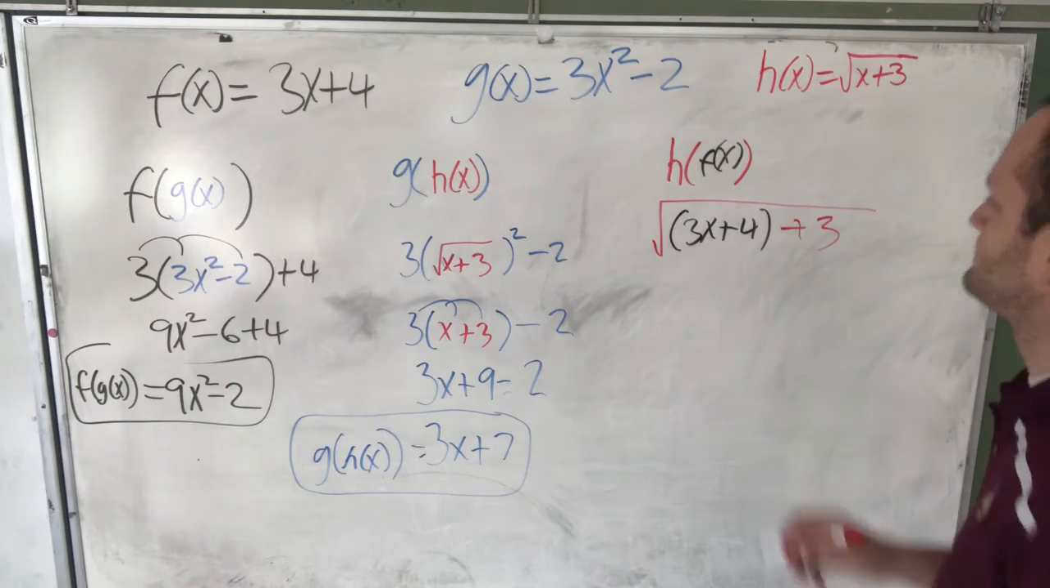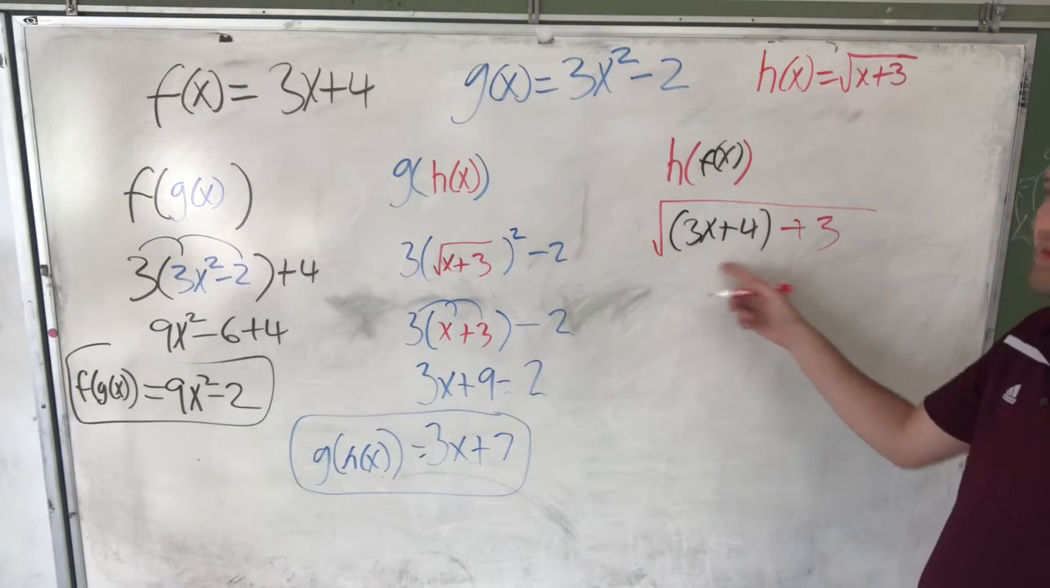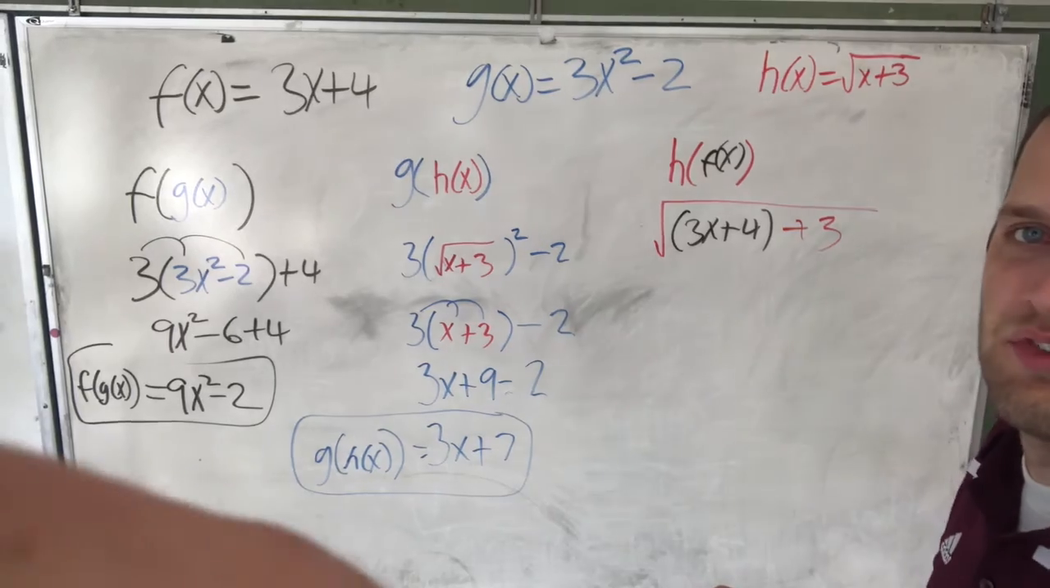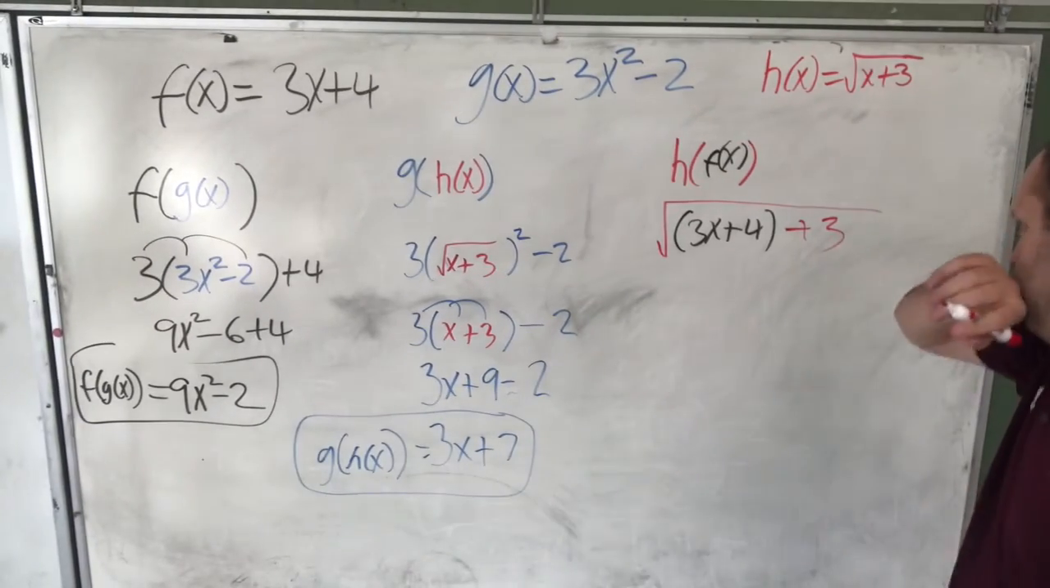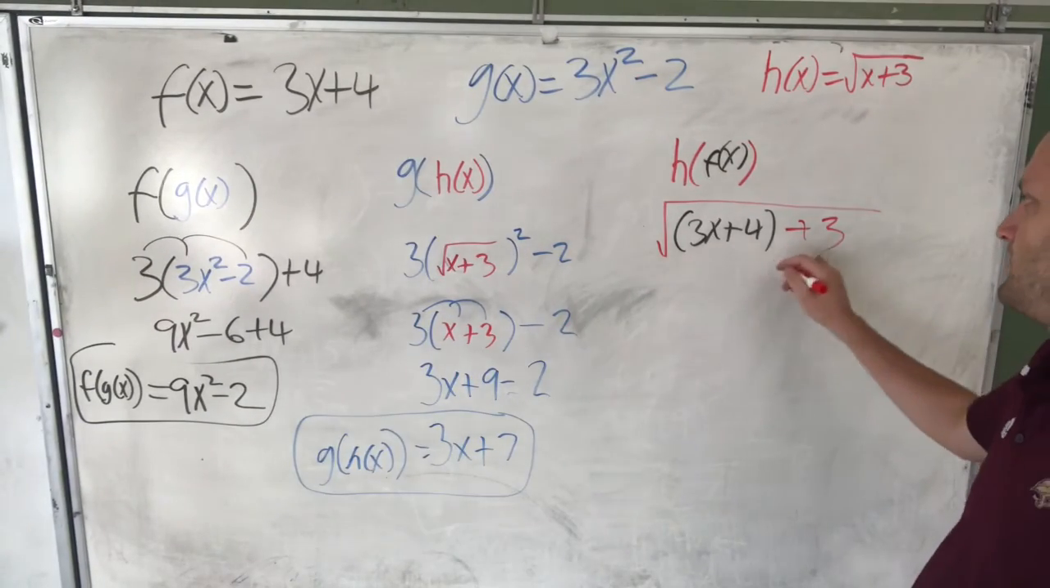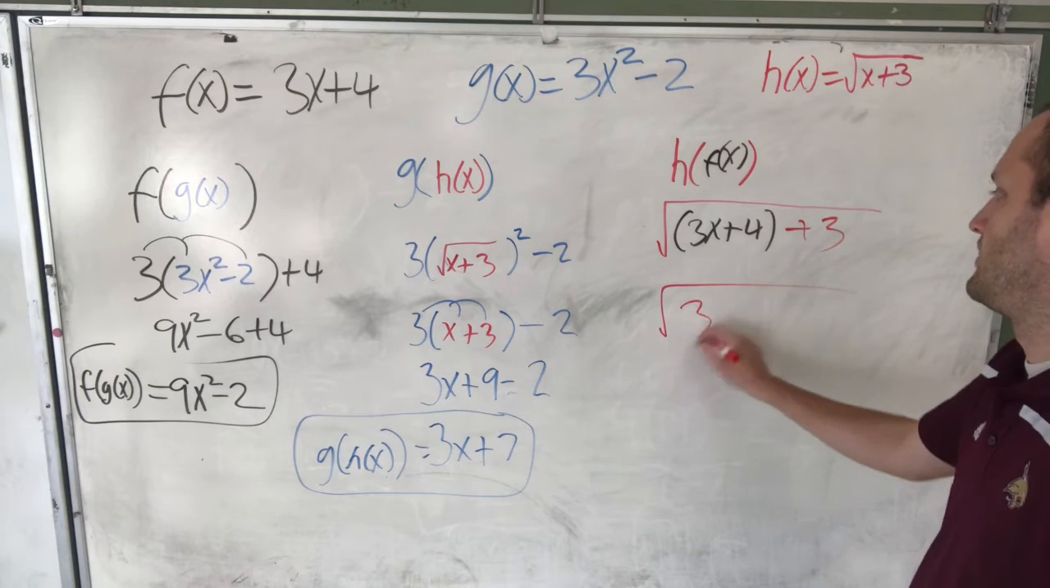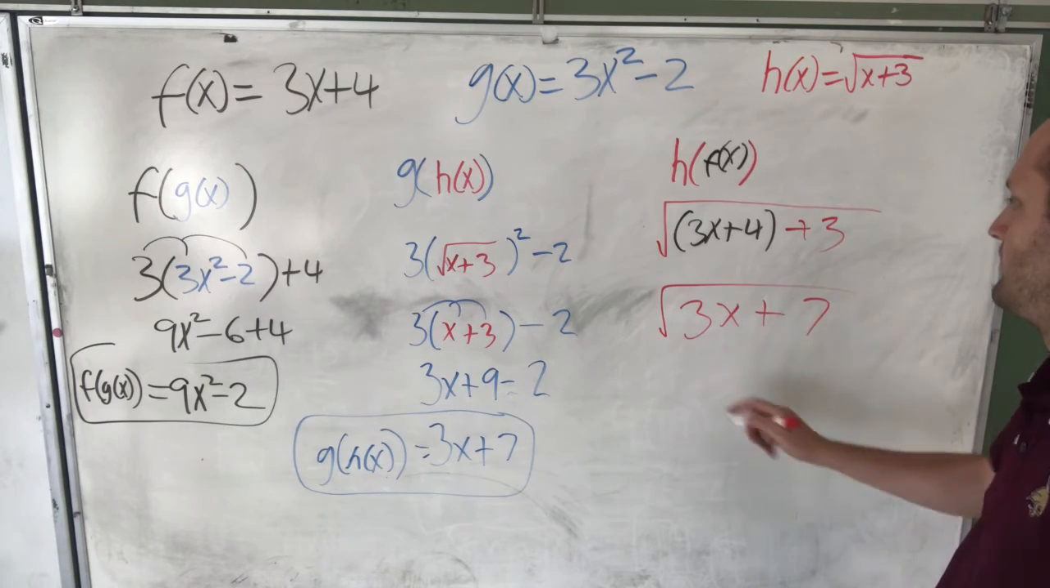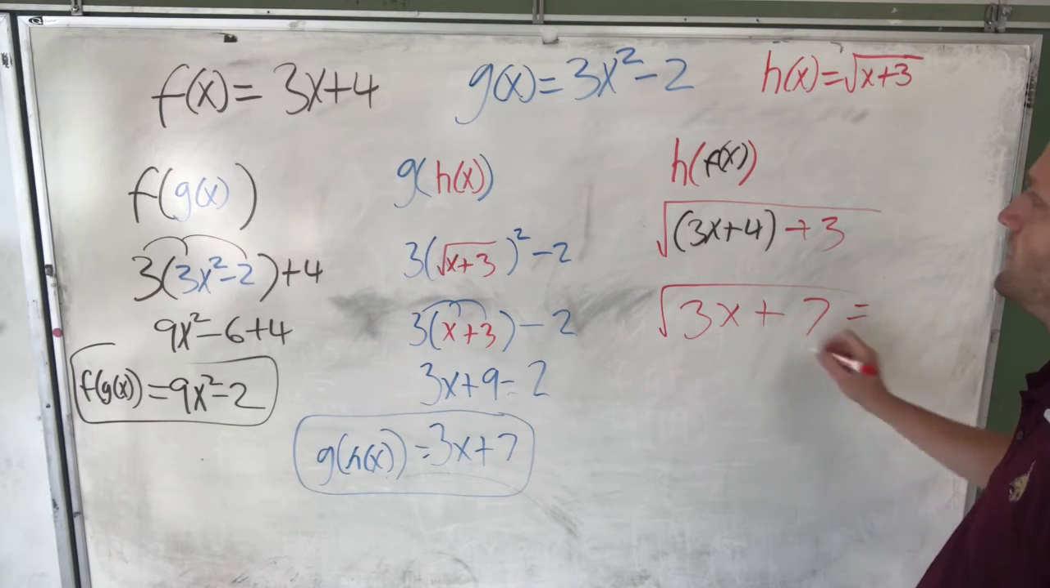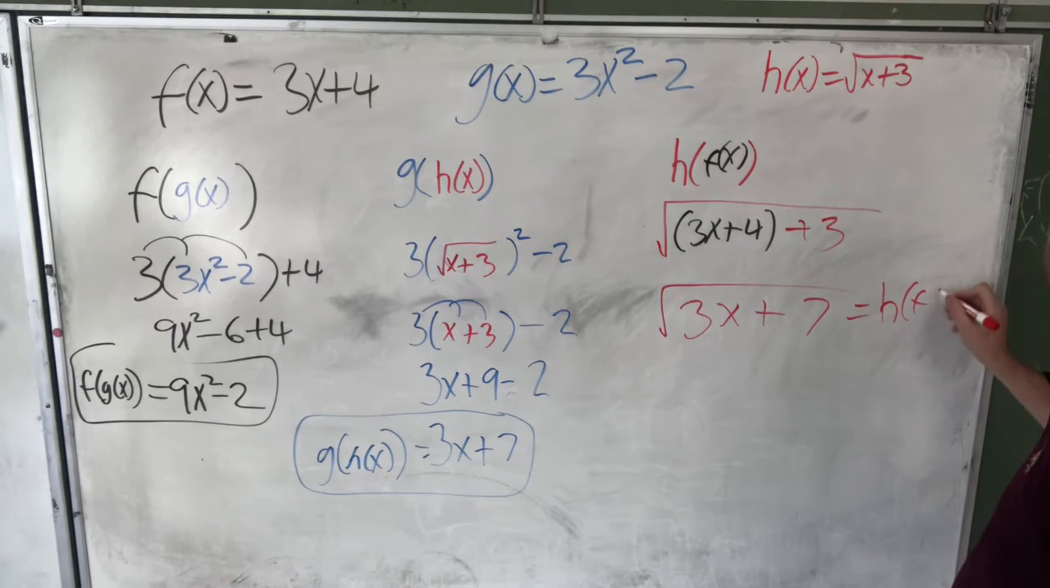plus 3. Well, is there anything I really need to distribute? No, don't need to distribute anything. So it's just, what's 4 plus 3? Well, that is going to be 3x plus 7. And that is equal to the h of f of x. Okay.